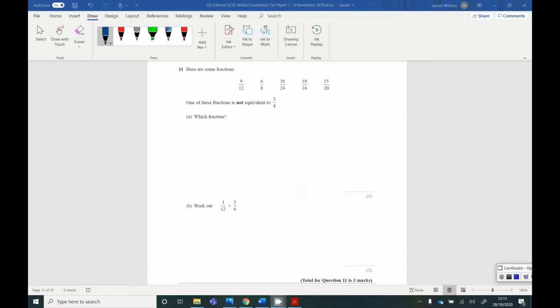Question 11. Which fraction is not equivalent to 3/4? Well, 9 over 12 is, because that's 3 times top and bottom. 6 over 8 is, yep, we're just doubling top and bottom. 18 over 24 is, yes, timesing top and bottom by 6. And the one on the end is timesing top and bottom by 5. But 10 over 16 is not, okay? 3/4, if you multiply top and bottom by 4, you get 12/16, not 10/16.